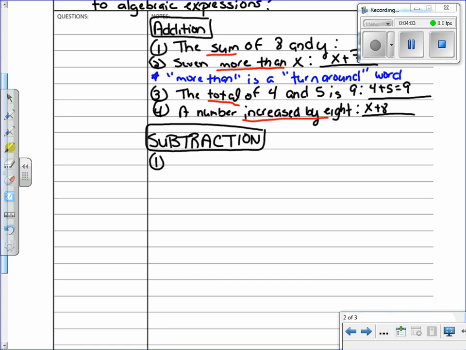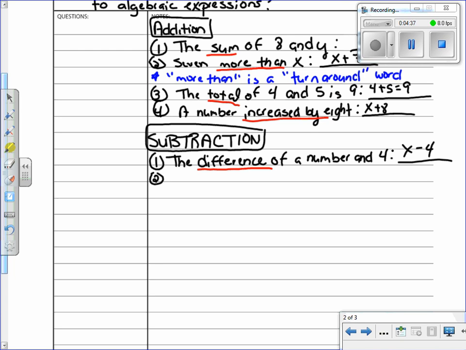Example 1. The difference of a number and 4 translates to x minus 4. Remember that x represents the number. The key word here is difference.